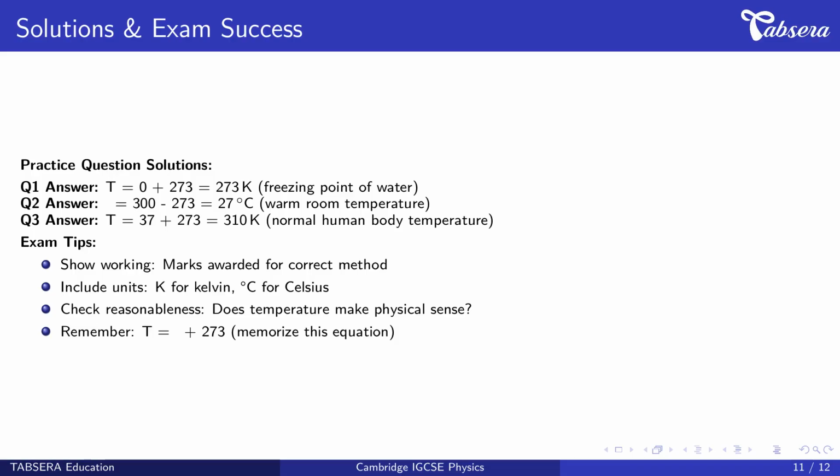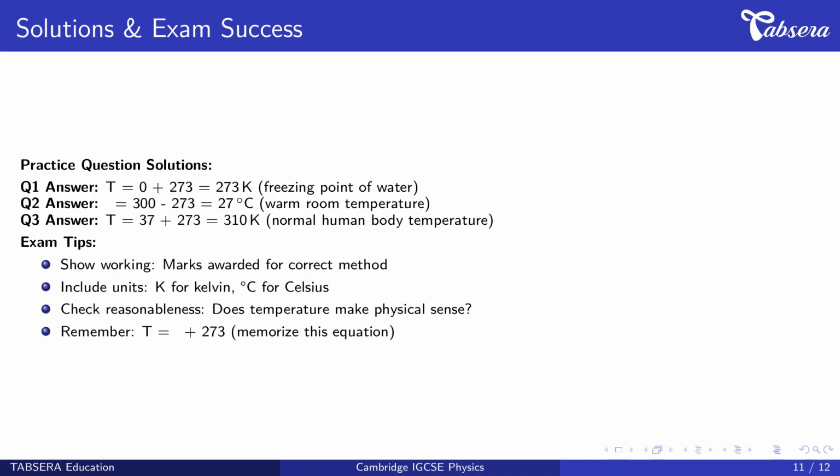Let's review the solutions. For question 1, the answer is T equals 0 plus 273 equals 273 Kelvin. This represents the freezing point of water, a fundamental reference point. For question 2, we rearrange to get theta equals T minus 273, so theta equals 300 minus 273 equals 27 degrees Celsius. This is warm room temperature, which makes physical sense. For question 3, T equals 37 plus 273 equals 310 Kelvin. This represents normal human body temperature in absolute units.